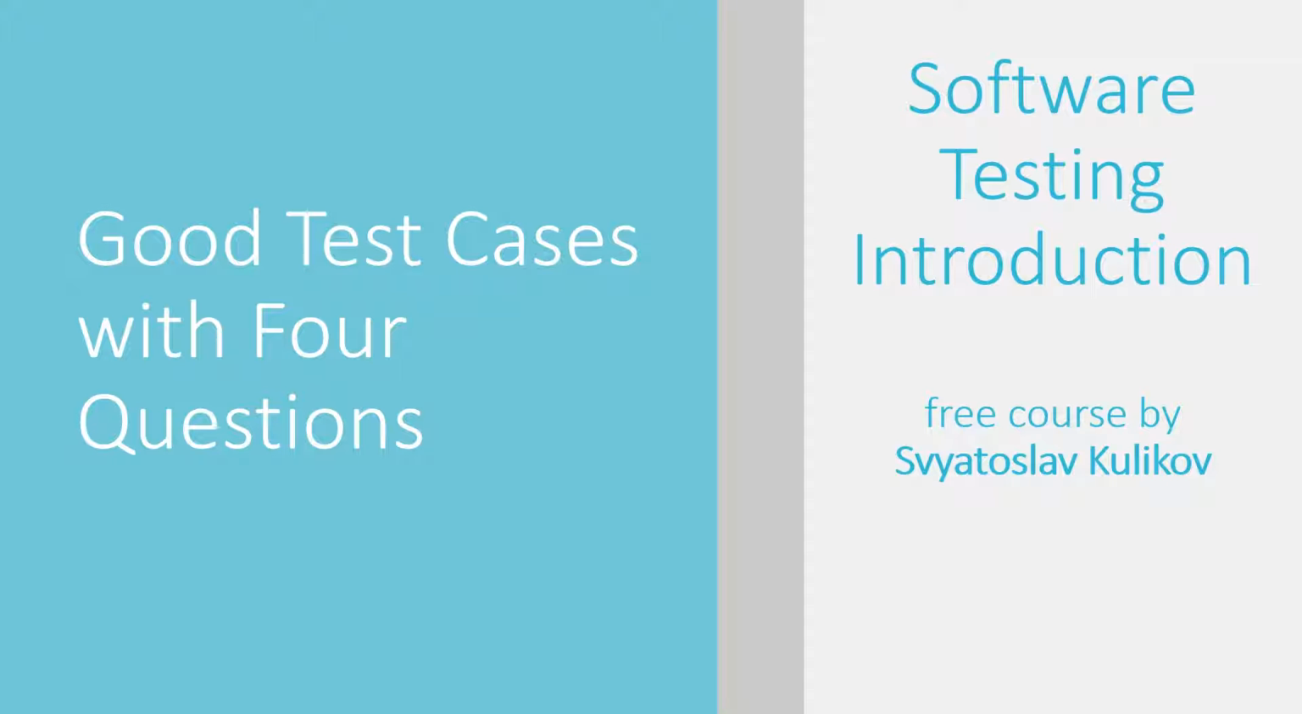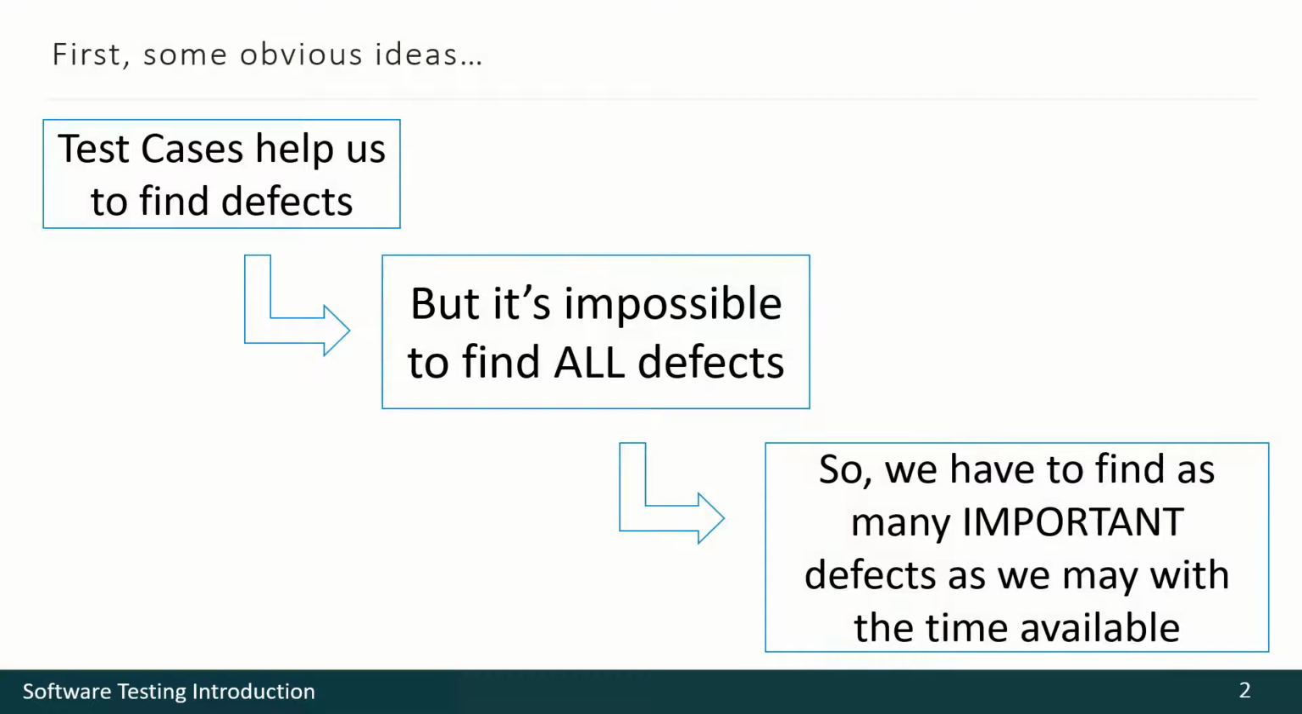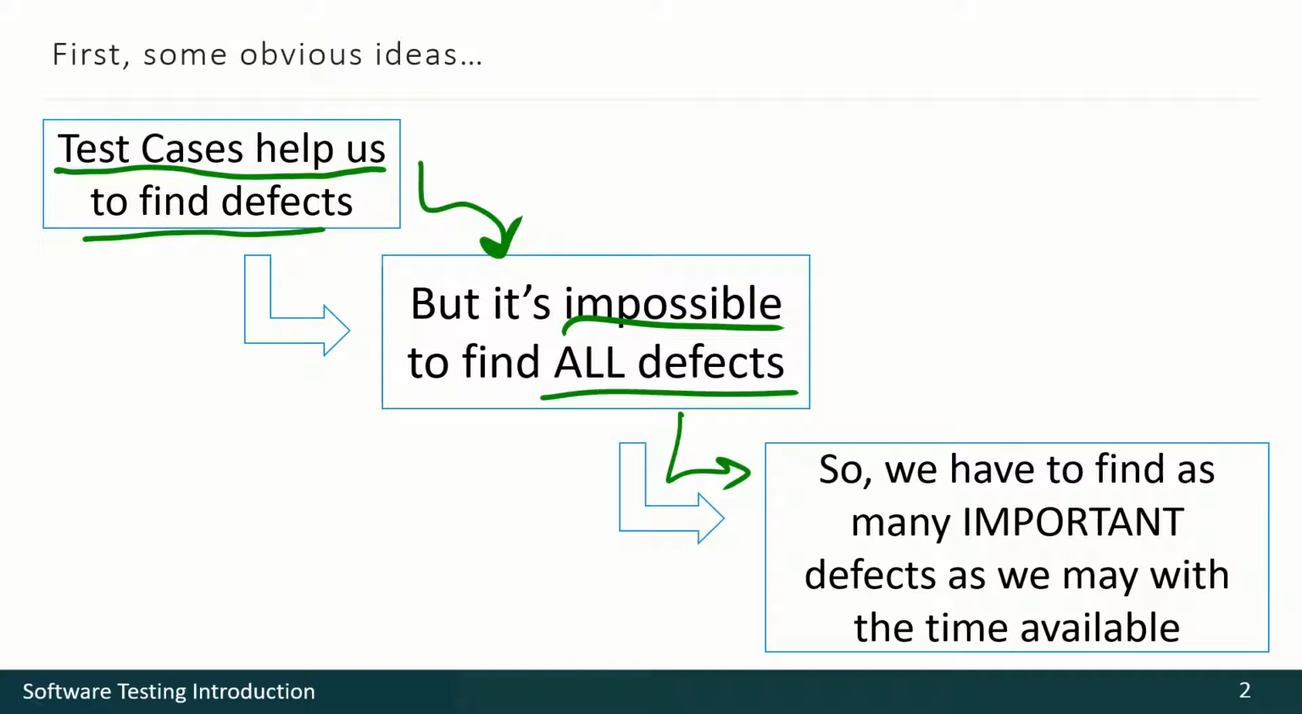In this video, we shall continue discussing how to improve your checklists and your test cases. And here we shall review another simple technique, just 4 questions to improve your test cases. Of course, we understand that test cases help us to find defects, but we also know that it's impossible to find all defects. That's physically impossible. So we have to find as many important defects as we may with the time available. How can we achieve that goal?